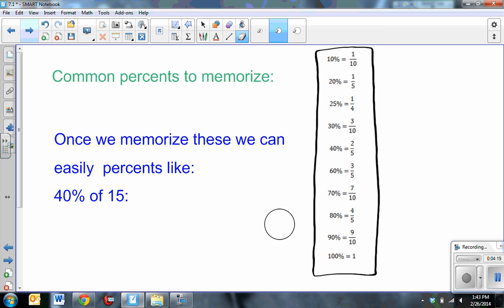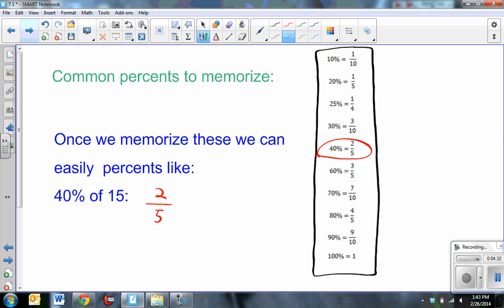Okay, so here's an example. We want to find 40% of 15. Well, if we've learned that 40% is 2/5, then we can just do this very simply. 2/5 of 15, of means multiply in mathematics, right? And you can write it as 15 over 1 if you want. I don't bother. I just say 5 goes into 15 3 times. 2 times 3 is 6. So 6 is 40% of 15.